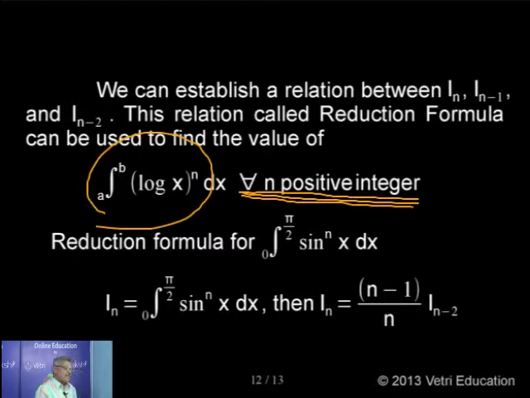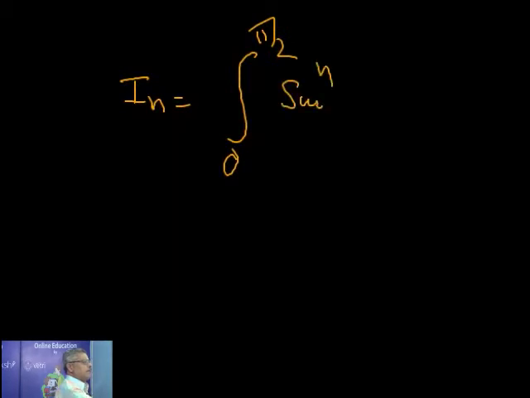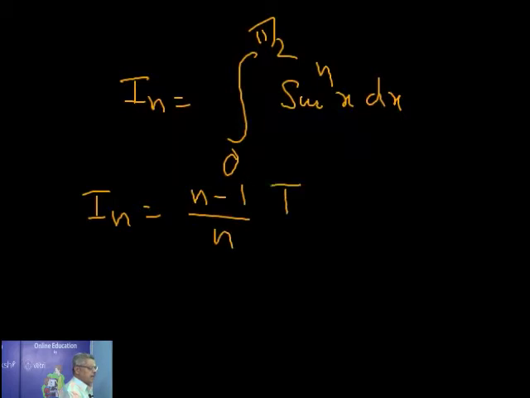Now see here. First of all, we have a reduction formula for integral 0 to pi by 2 sin x power n. Let us establish this. In is nothing but integral 0 to pi by 2 sin x power n. So the reduction formula is In is equal to n minus 1 by n times In minus 2.